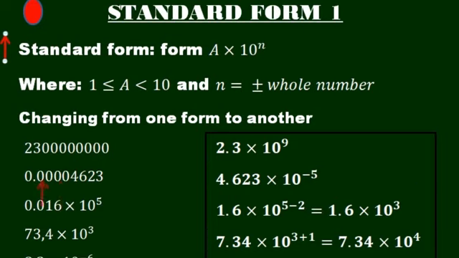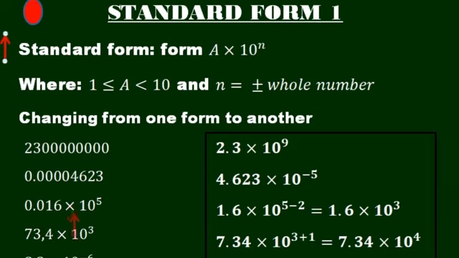We are going to move our comma 1, 2, 3, 4, 5. So the number becomes 4,623. It's now between 1 and 10. So 4,623 is now between 1 and 10 times 10 to the power negative 5, because we have moved our comma 5 times. 1, 2, 3, 4, 5. But this number was less than 1, so the power is going to be negative. Or we're moving our comma from left to right, so the power is going to be negative.